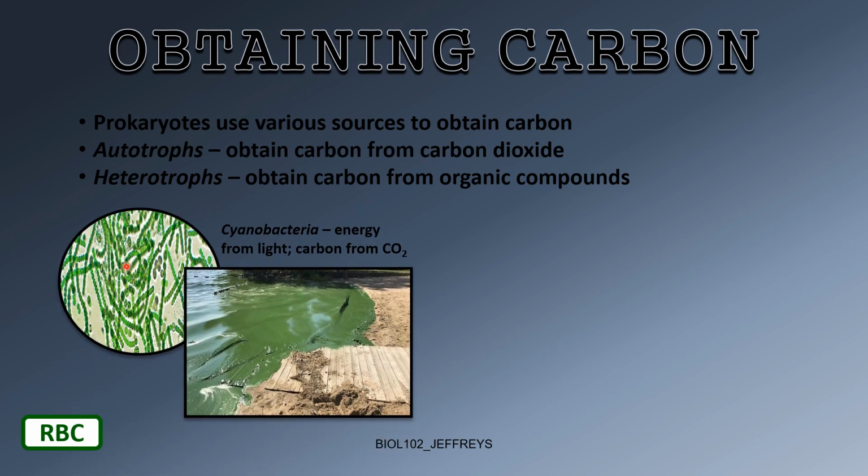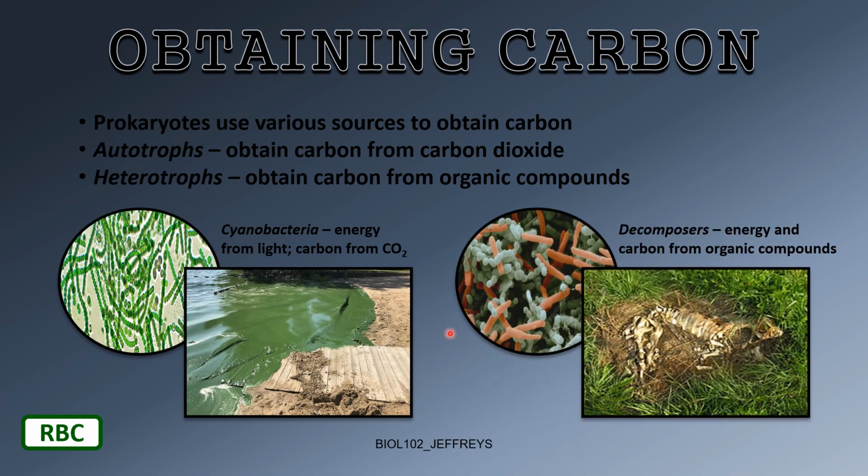And so here's a microscopic example of cyanobacteria. Cyanobacteria are bacteria, prokaryotes, that conduct photosynthesis. That's why you see the green here. So they obtain their energy from light. They obtain their carbon from carbon dioxide in the atmosphere, just like plants. So here you see the microscopic specimen. And this is a big mat of cyanobacteria in some water system, some pond somewhere.